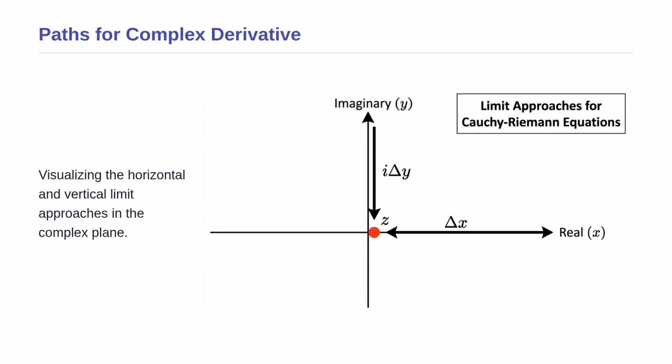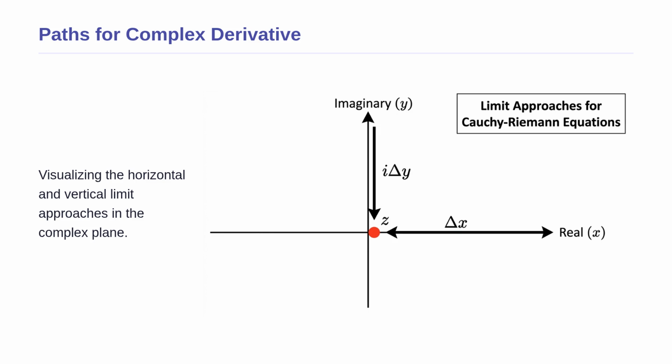Let us visualize the core concept of the derivation we just completed. On the screen, you see the two-dimensional complex plane. The horizontal axis represents the real part, x, and the vertical axis represents the imaginary part, y. In the center is our starting point, z. Because the plane is two-dimensional, a limit can approach this point from any angle. The horizontal arrow shows our first path, where only x changes. The vertical arrow shows our second path, where only y changes.